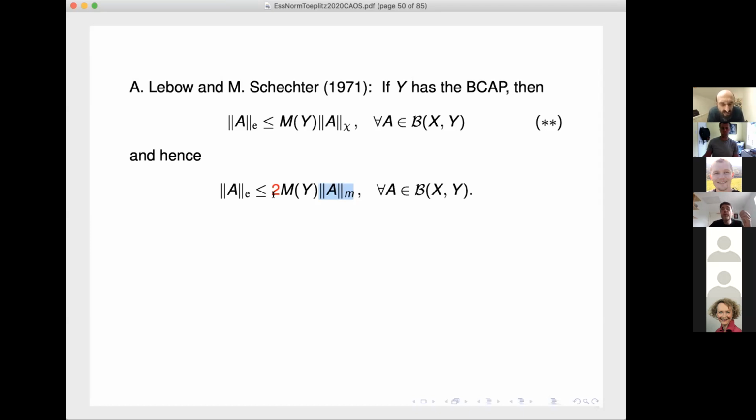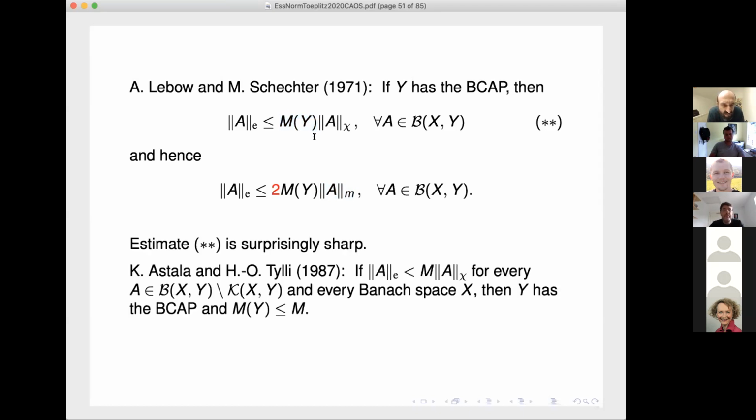So I want to get rid of this 2, but one can actually ask, maybe we're overcomplicating the matter. I mean, this constant there, is it a sharp constant here? And if you look at the proof, it doesn't look like you're proving a sharp estimate. Surprisingly, it is a sharp estimate.